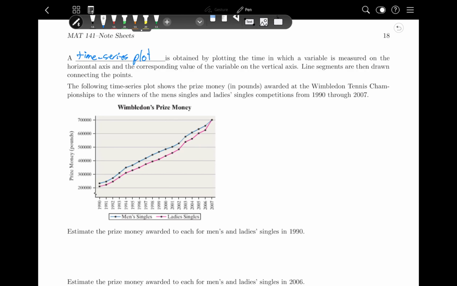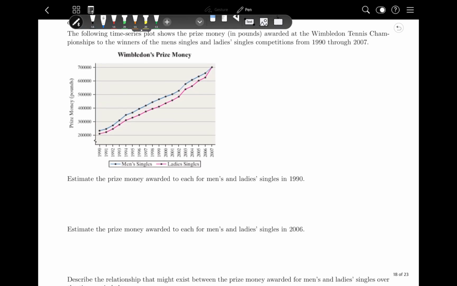So this is an example of the prize money for men and women at the Wimbledon tennis championship from 1990 to 2007. Notice the top line, which is blue, is the men's line, and the bottom line, which is pink, is the women's line. To read this, we read it just like a bar graph. We just figure out how high the dot is. So estimate the prize money awarded to each for men's and ladies' in 1990. In 1990, it looks like the men were about £230,000.